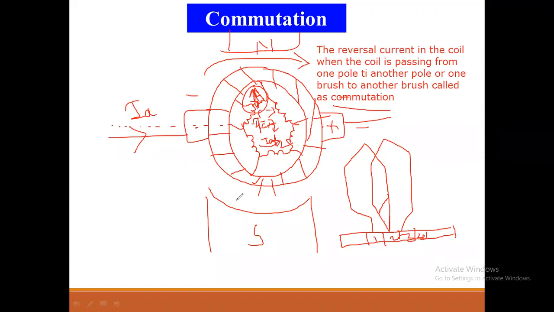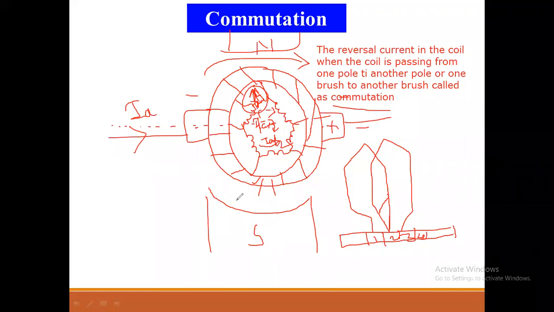Okay, so all of you keep the definition in mind. The reversal of current in the coil when the coil is passing from one pole to another pole, or from one brush to another brush, is called commutation. Or we can call it the reversal of current in the coil when the coil is passing the brush axis. When the coil passes the brush axis, at that situation the current direction reverses. So this process is called commutation. What do we call that process? We call it commutation. Okay, getting it?